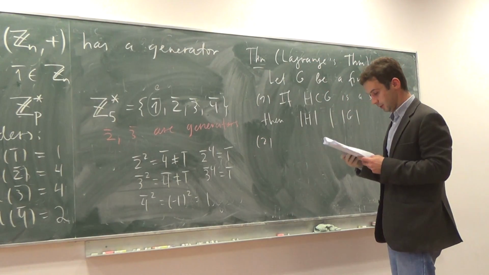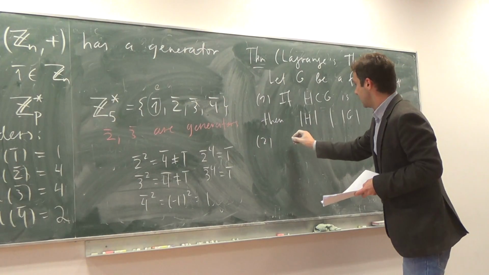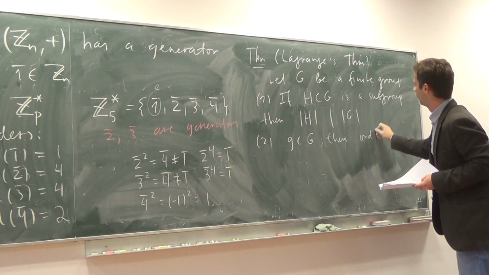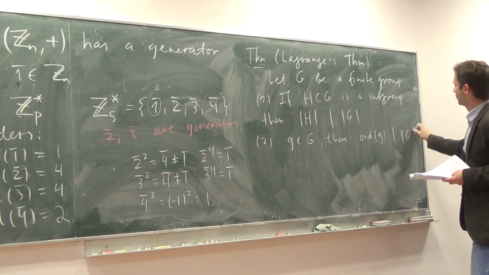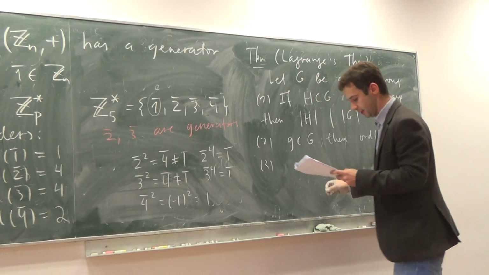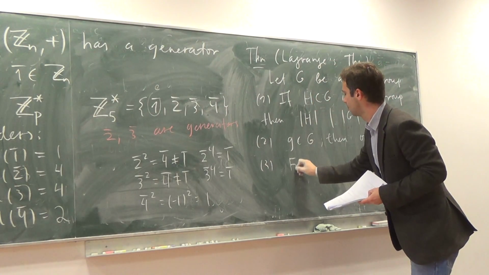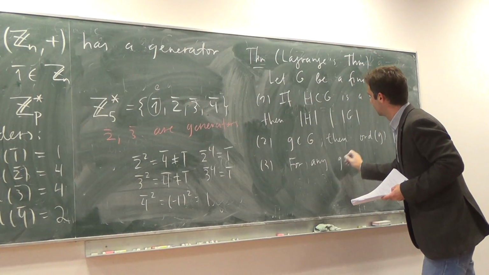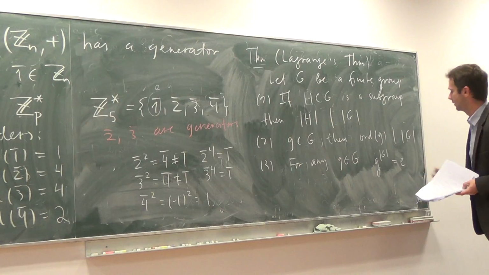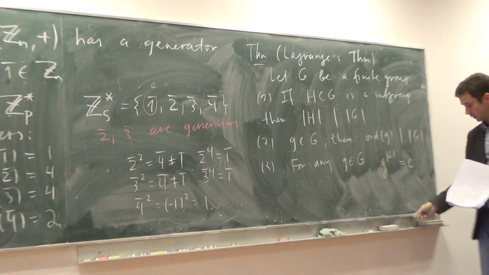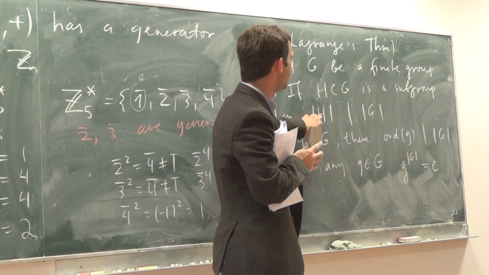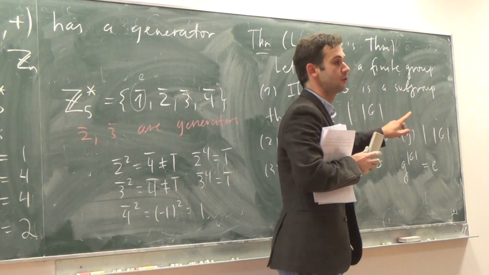Second, if G is an element, then order of this also divides the order of the group. And finally, for any element, if I take G to this power, I get neutral element. So there, it's some statement about divisibility of various things inside a finite group.